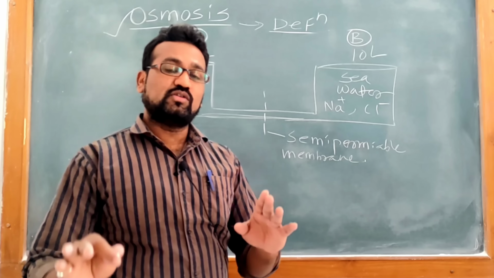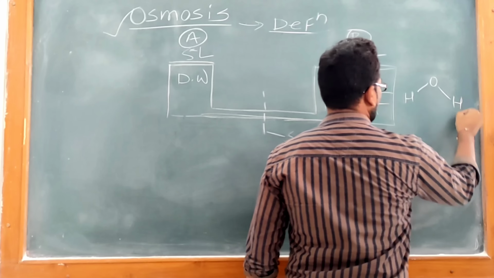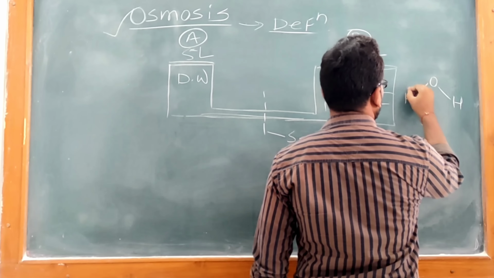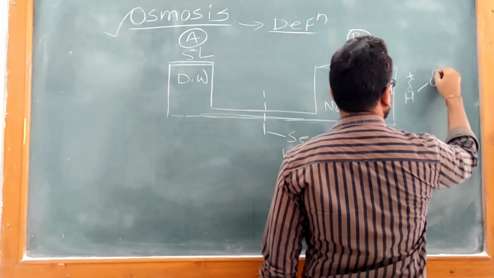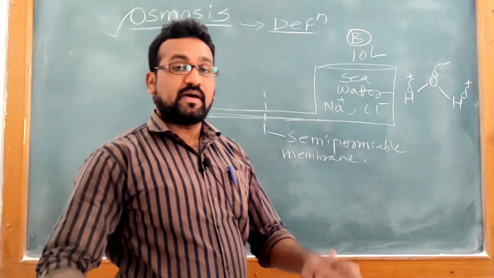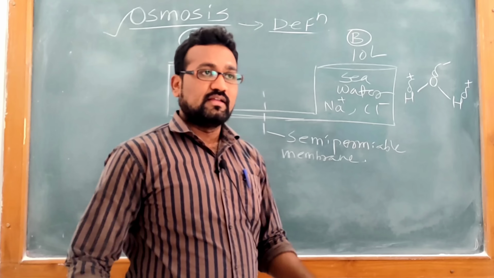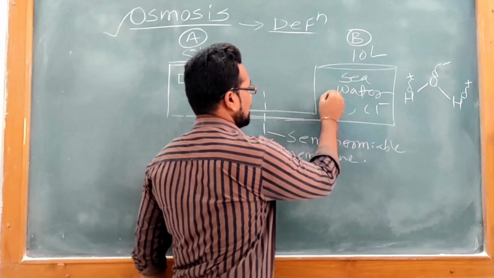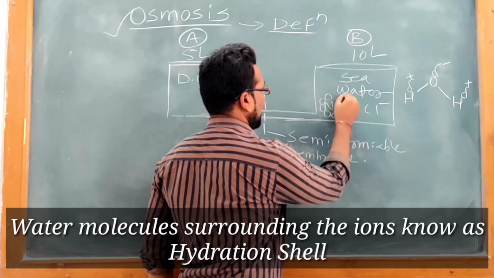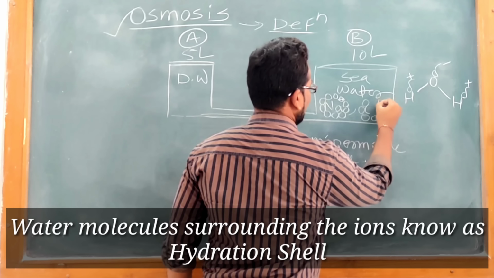The water molecule, which we can write in this fashion, contains a hydrogen atom and an oxygen atom, and consists of partial charges. This water molecule is partially charged. So what happens when you add sodium and chloride in water? The water molecules surround these ions and create a hydration shell around the ions you are adding in the water. In this way water molecules will surround these ions.